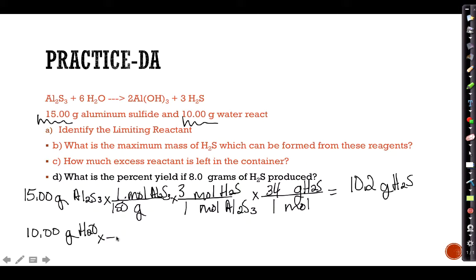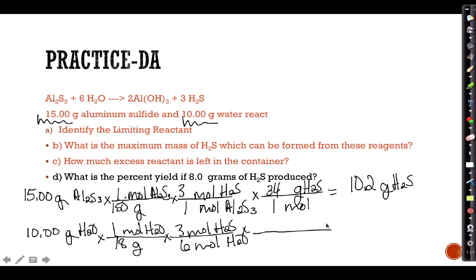All right, so same thing here. We've got to go to moles. So moles of H2O. Now I need to go to moles of what I want. Moles on top of moles, it's a 3:6 ratio, or really just a 1:2. And now I go to grams. All right, so once I do this calculation, I'm going to get 9.44 grams.